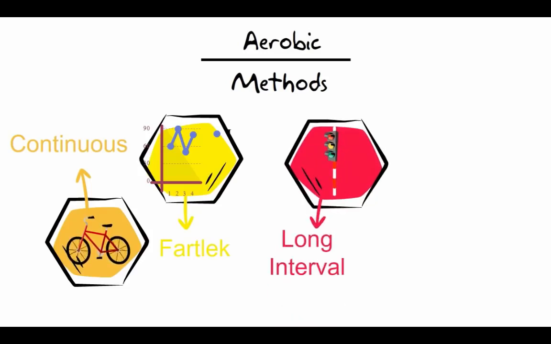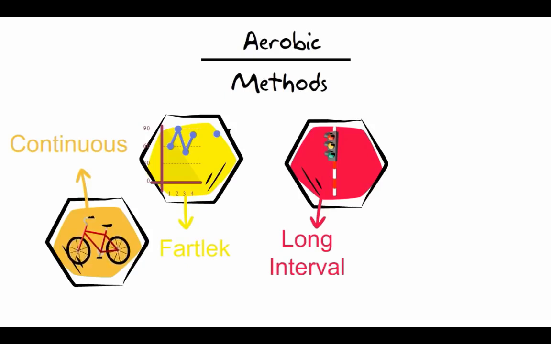Aerobic or long interval training involves a single activity with specified changes in intensity at specific times or lengths within the session. These changes will alternate between 2 set intensities and generally have a longer duration or length at the higher intensity than at the lower intensity.